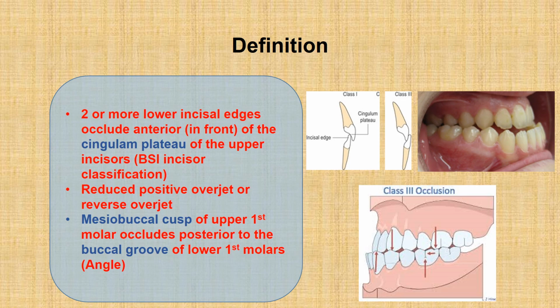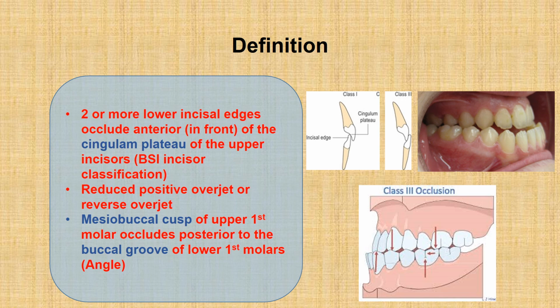Now, what is a class 3 malocclusion? A class 3 malocclusion is when two or more of the lower incisal edges occlude in front or anterior of the cingulum plateau of the upper incisors. Now, this is according to the British Standards Institute's Incisor Classification. So, therefore, it may have a reduced overjet, positive overjet, or a frank reverse overjet.